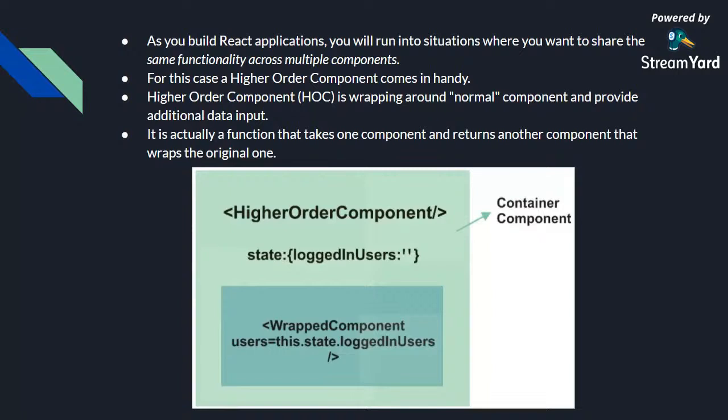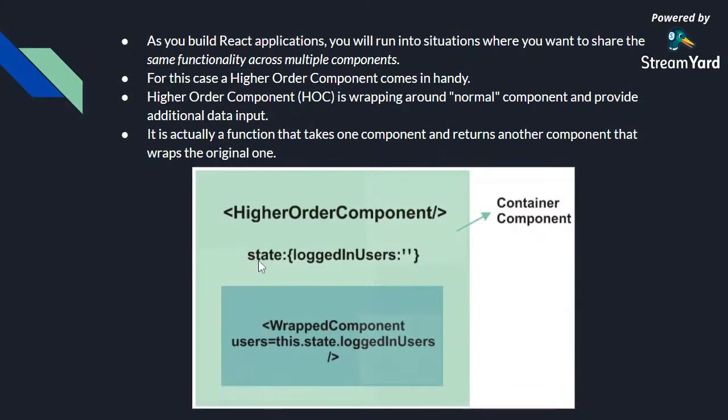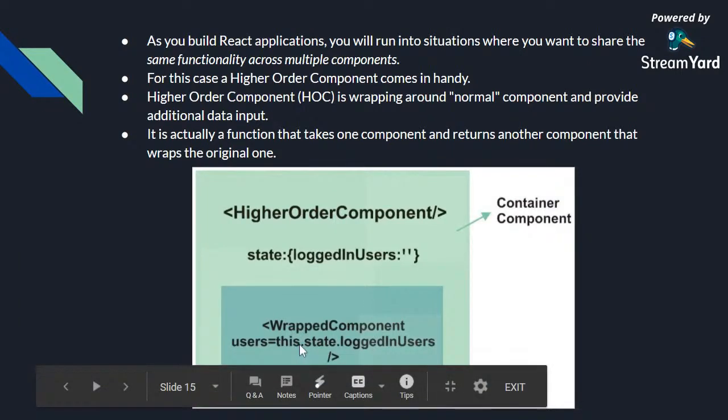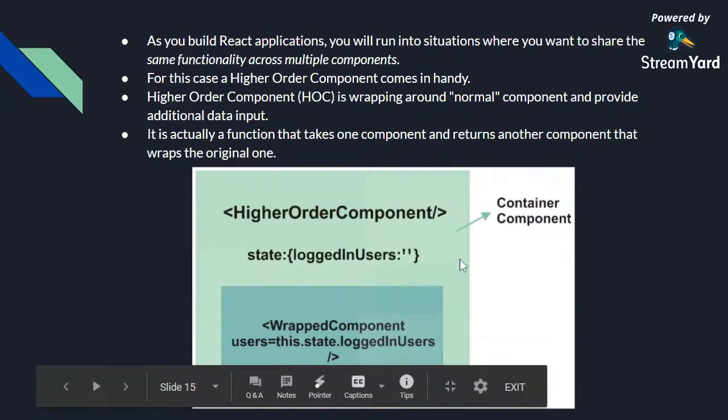It sounds very confusing, but it's not. Let's take this diagram. We have a container component, which is the entire green part, and we are getting the state as a logged in user. As I said in the example, what if we want to get the logged in user information across several components that we have? This is the wrapped component that I want to use that value in. So I would pass this wrapped component inside this container component, and this is known as the higher order component.